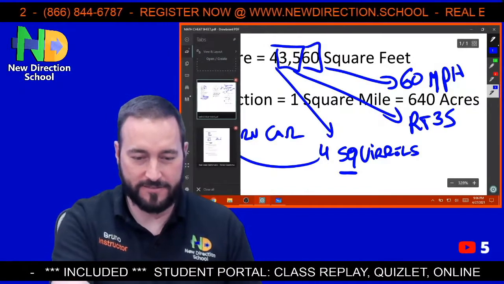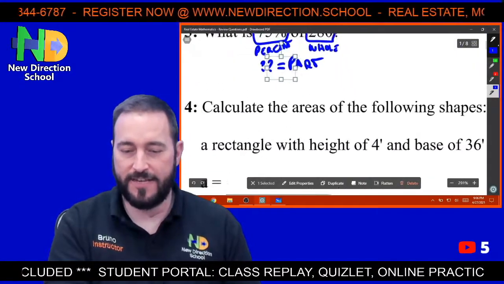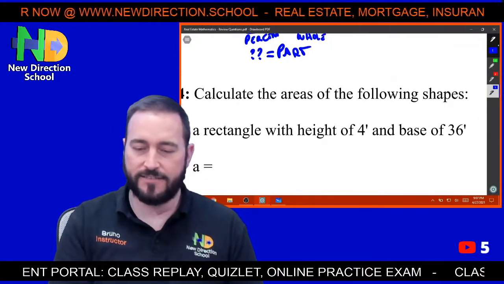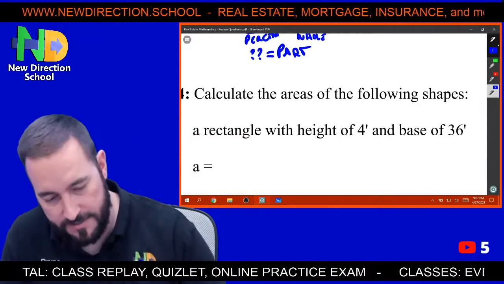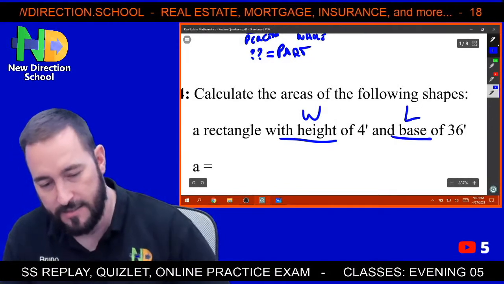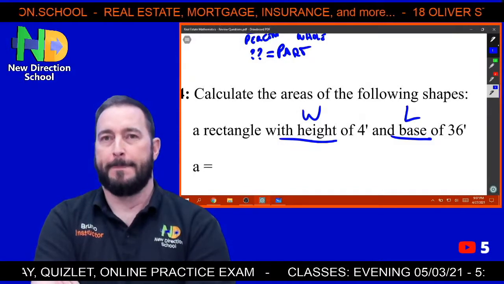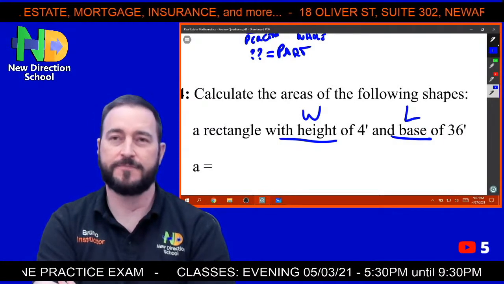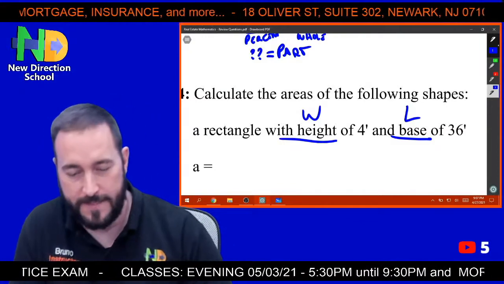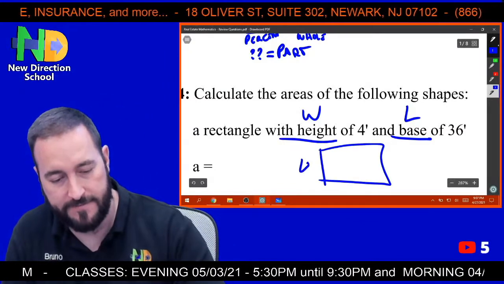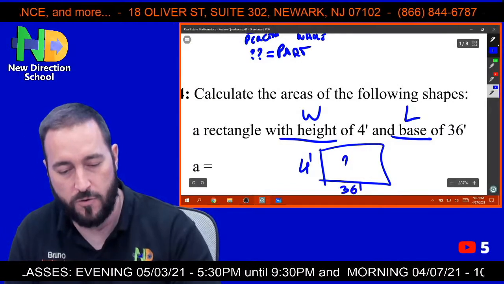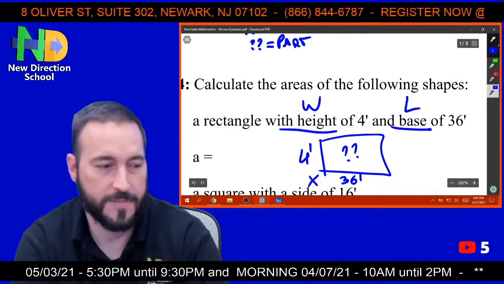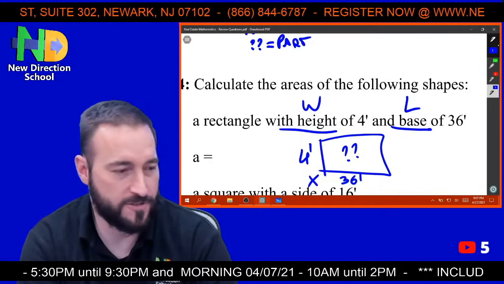All right, so let's go practical example right now. Calculate the area of the following shape. What is the area of a rectangle that has a height of 4? By the way, every time you see, height is width and the base is length. What is the area of a height of 4 and the base of 36? The first thing to do is draw. Height of 4, base of 36. The question is inside number. If we have outside numbers, what do we do? Multiply. So how much is 4 times 36?